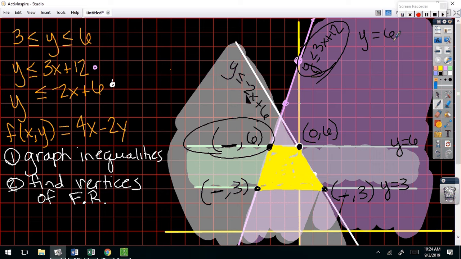So for this one, if y is 6, how can I find out what x is? Plug it in. And we're not talking about an inequality anymore. We're talking about an equation. So if y is 6, I can solve it, right? Subtract 12 and divide by 3.